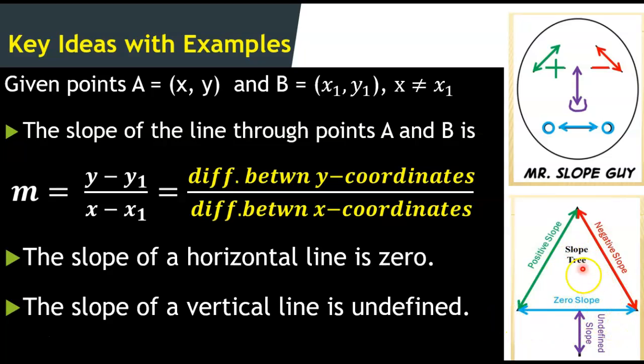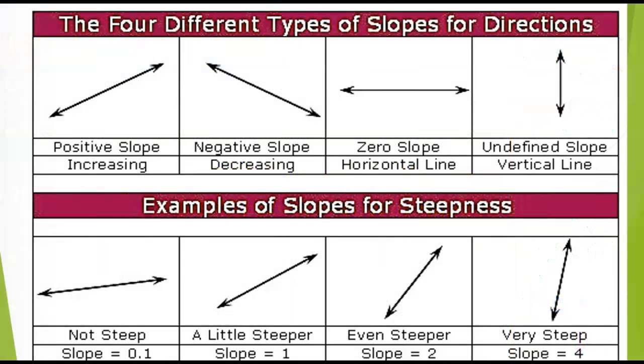So that's the tree of slope. And this is a smiley face, Mr. Slope guy. Again, the mouth is flat, no smile, that's 0. The nose is undefined. And then the eye, the smiley sparkles, it's positive going up. And it's down, negative going down. So if that helps you, use it.